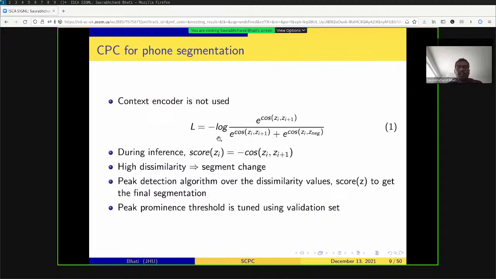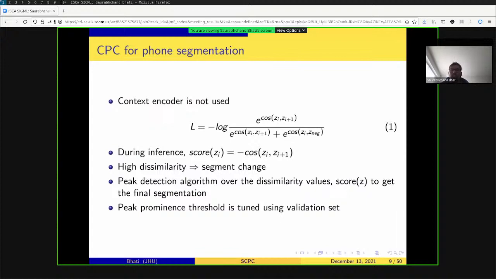They learn the model, and during inference, you can simply measure the dissimilarity scores between the current frame and the next frame, and that can be your score. And wherever you see a very low similarity, you can think of this as a segment change, where the phone information or the phone class information has changed.